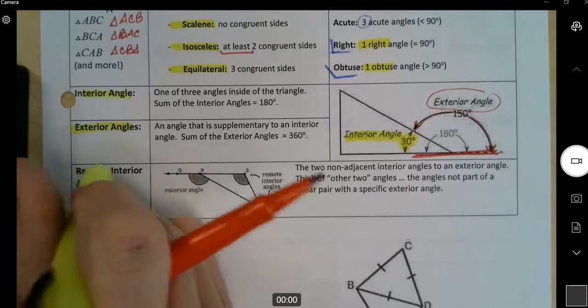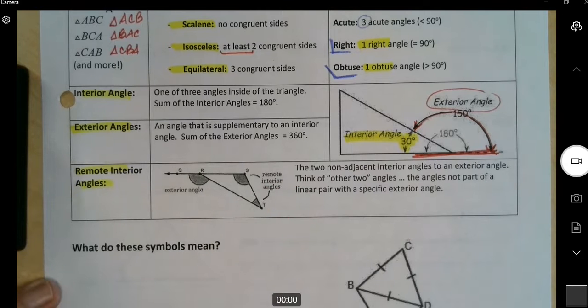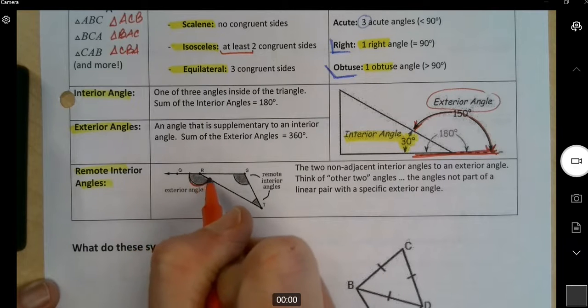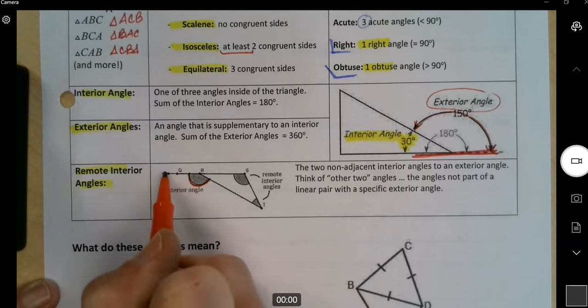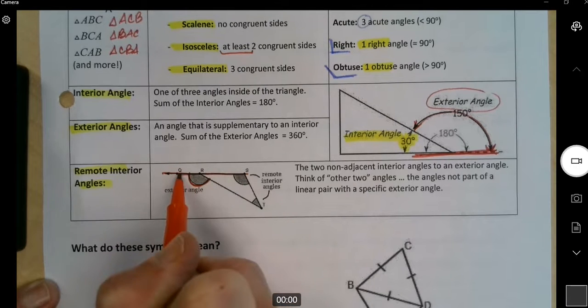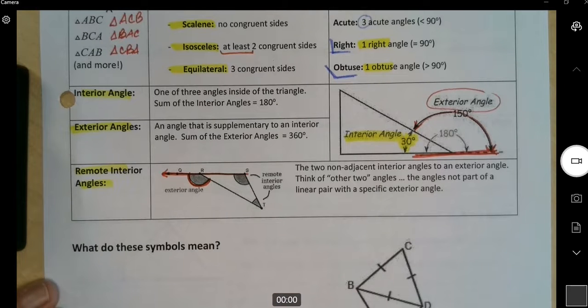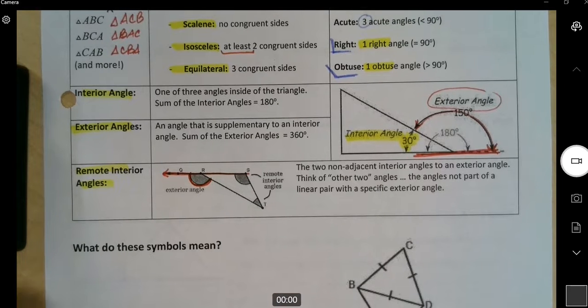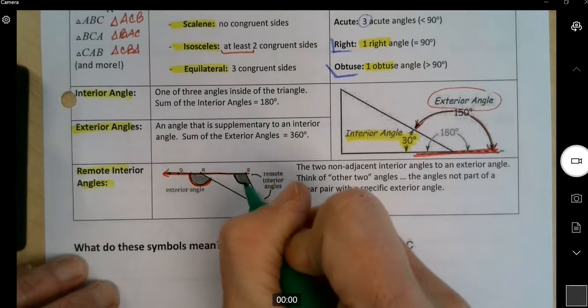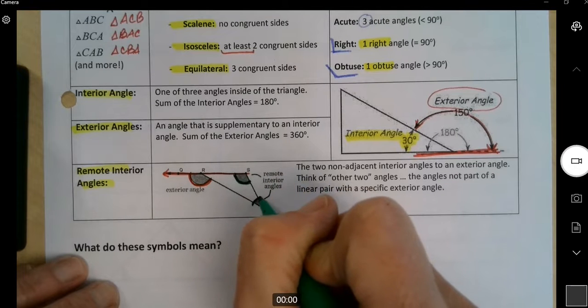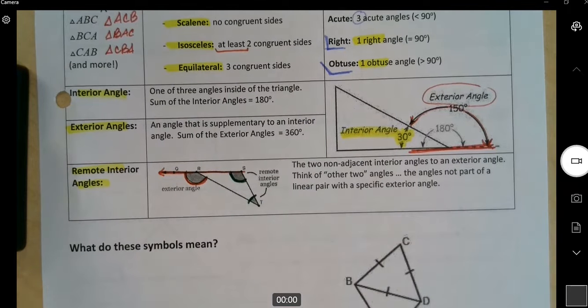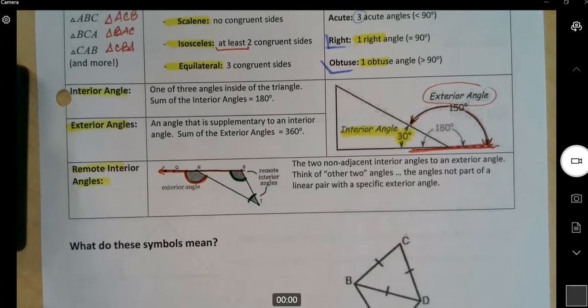Our remote interior angles are going to be the 2 non-adjacent interior angles to that exterior angle. So if this is my exterior angle, check this out. Here's my side of my triangle that I've extended. If this is my exterior angle, my remote interior angles are going to be these far away interior angles. And those are the ones that we said were congruent to that exterior angle measure.